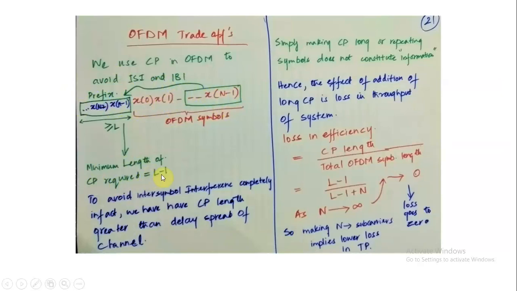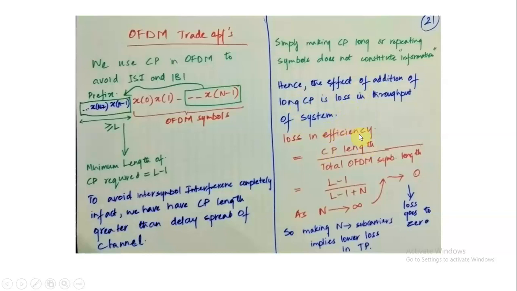Depending upon how much delay spread there is, we can have the CP greater than L minus 1. So to avoid intersymbol interference completely, we have to have a CP length which is greater than the delay spread of the channel. Simply making the CP long, or repeating the symbols, does not constitute information. Hence the effect of adding a long CP is a loss in the overall throughput of the system.